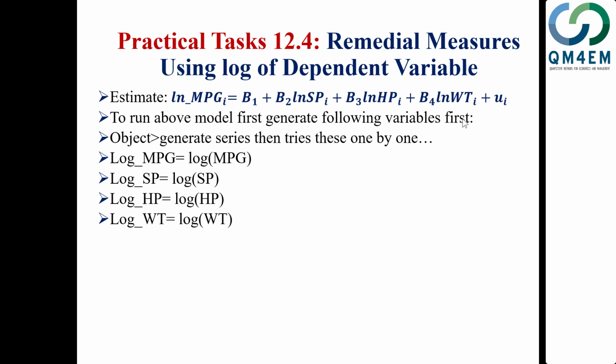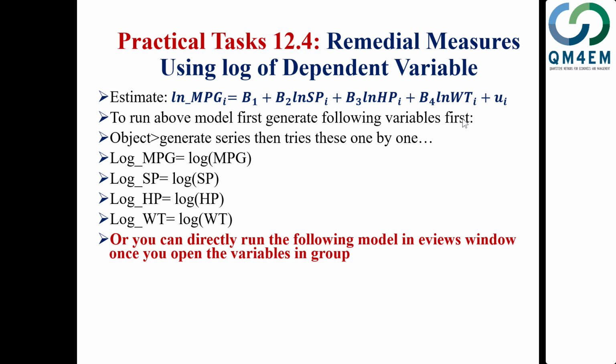Similarly, I can generate log of SP, log of HP, and log of WT, the three explanatory variables in log form. So that was the procedure. We learned how to generate the log of the variables. That's one way of running the double log model: I generate these variables and then I run the model. In case you forgot how to do that, you can go to the video on the double log model. In that video it is shown in two to three minutes how you can do that, so that can give you a quick refresher.